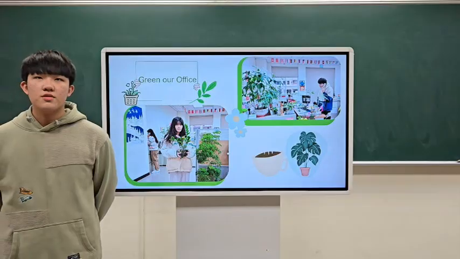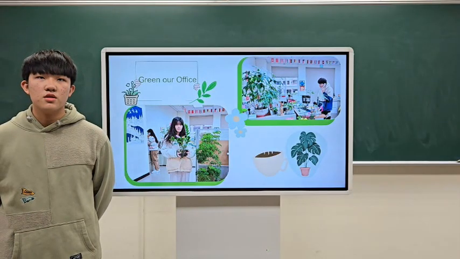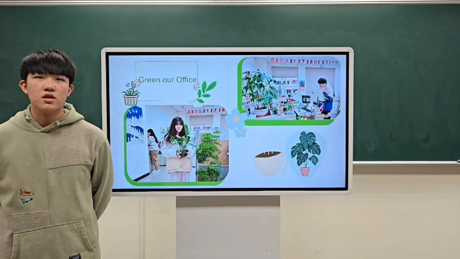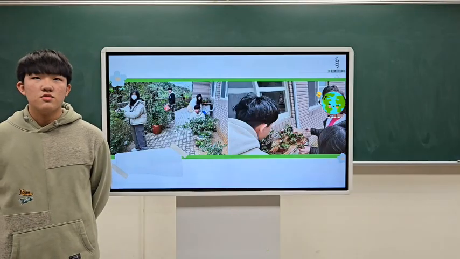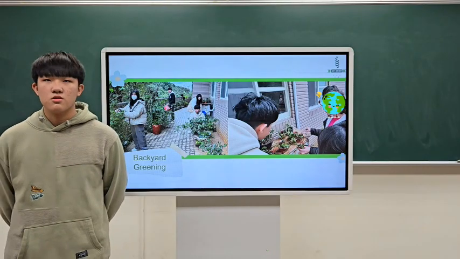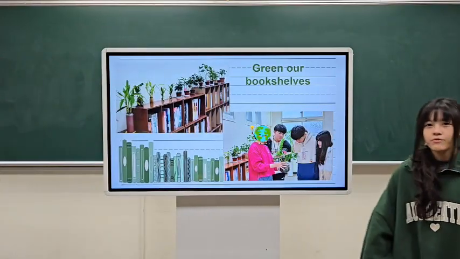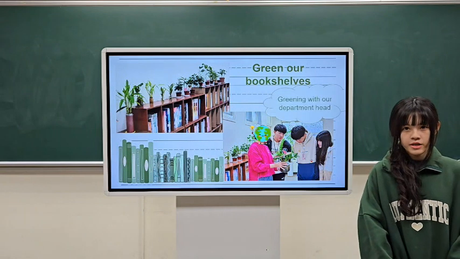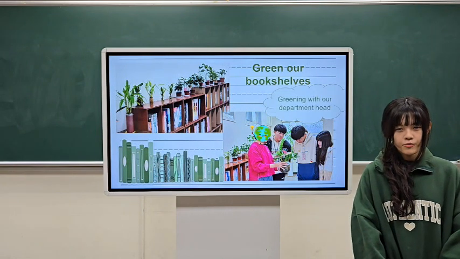In addition to the classrooms, we added greenery to the teacher's office to create a more pleasant environment. The classroom background was previously an unused space. We transformed it into a garden by planting greenery. We also planted greenery on the bookshelves to enhance the classroom's overall greenery.